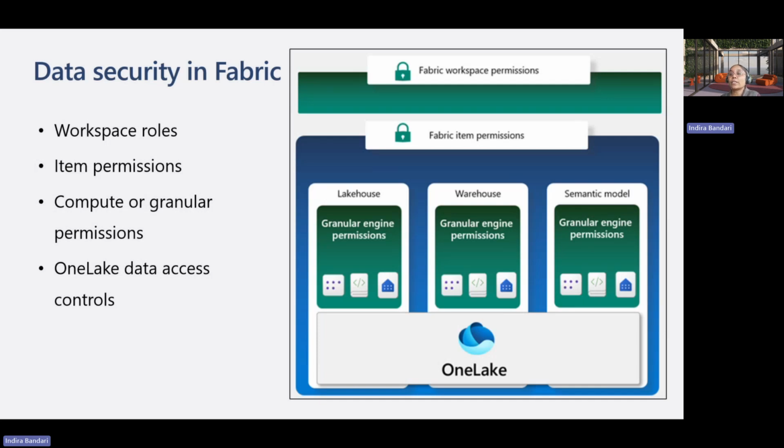So it helps to think of these as layers of protection. You start at the workspace level for broader access policies. Then you can narrow access at the item level, when workspace roles are too broad. And finally, you can go deeper at the granular level into the compute engines or OneLake itself to have more granular control. So together, these layers make it possible to secure data across different Fabric experiences while still giving users the flexibility to collaborate effectively.